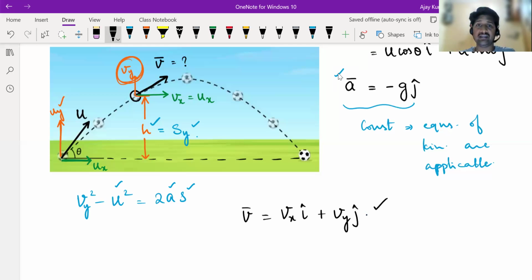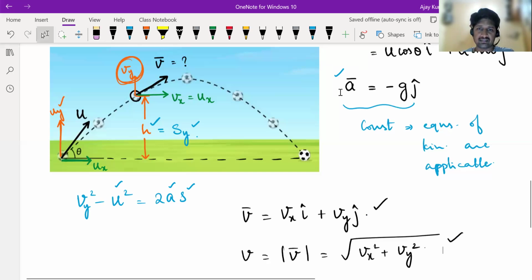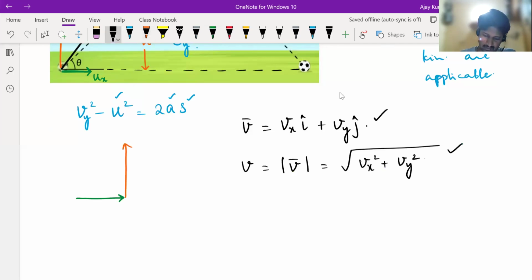You can even tell the speed at that height. How do you tell the speed? Magnitude of velocity. That is square root of vx squared plus vy squared. You can tell the speed at a certain height. Next, if you know the x component and y component of a vector, let this be the x component, let this be the y component, you can visualize the vector and even tell what angle it makes with the horizontal.